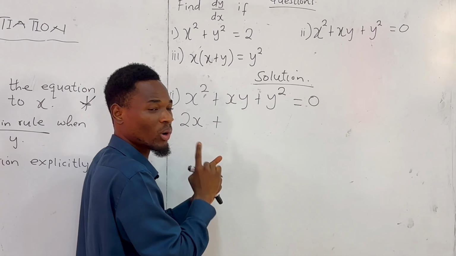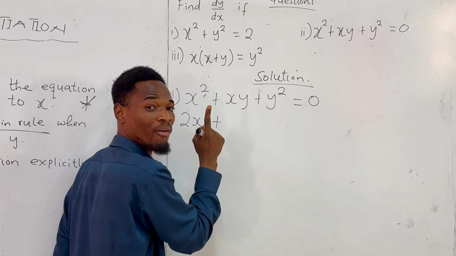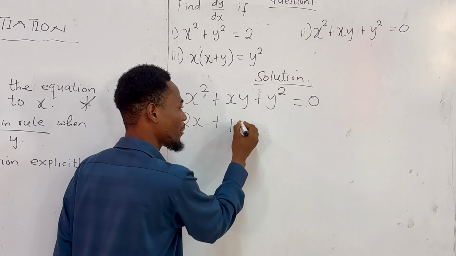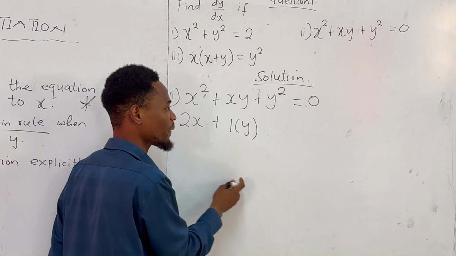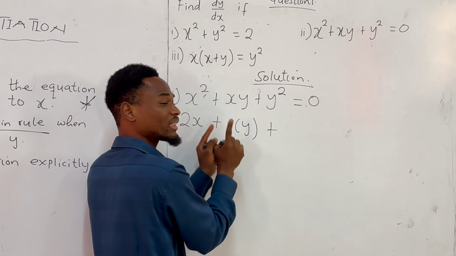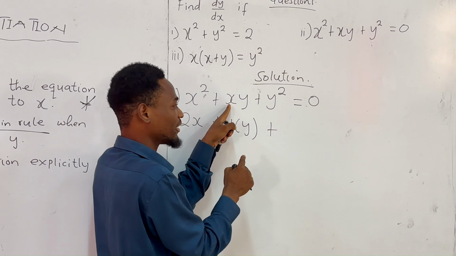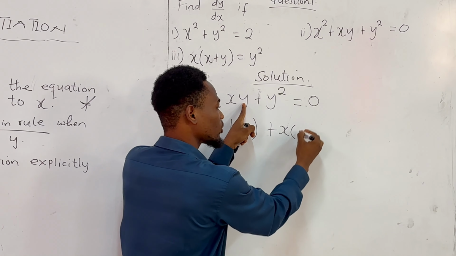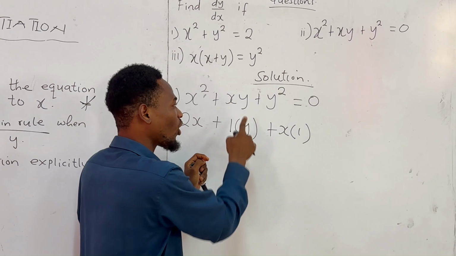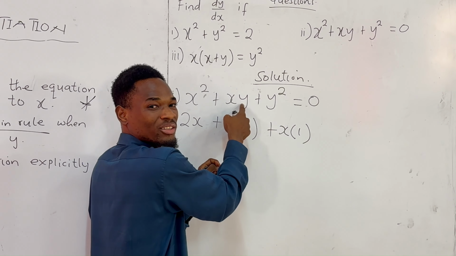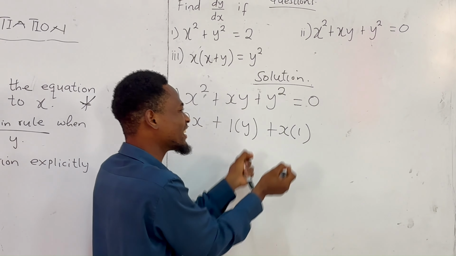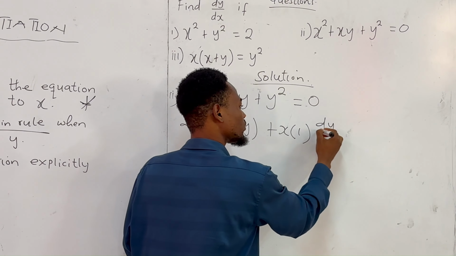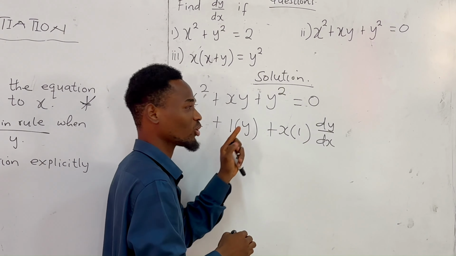So let me adopt one. If I differentiate x, I'll have 1. Then I will maintain my y. Then plus, this time around, I will maintain x. Then if I differentiate y, what do I have? I'll get 1. But because I'm differentiating y, which is a term containing y, I'll add dy/dx. Please take note of this.